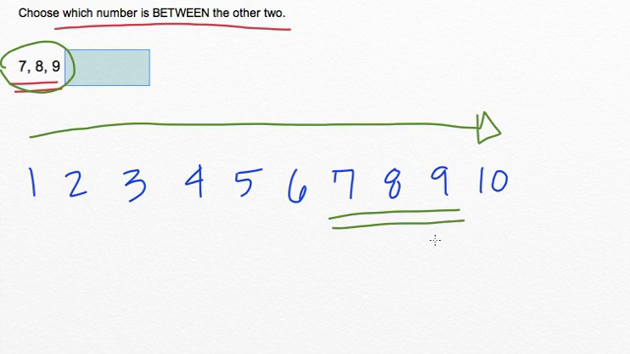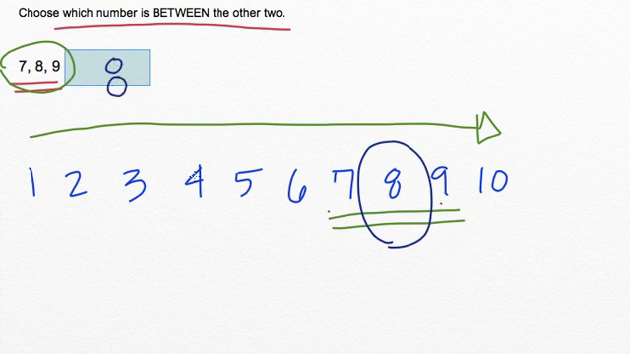So by looking at this number line, what do you notice? You should notice that the number 8 is actually in the middle of 7 and 9. So the correct answer here is 8. 8 is in between 7 and 9.